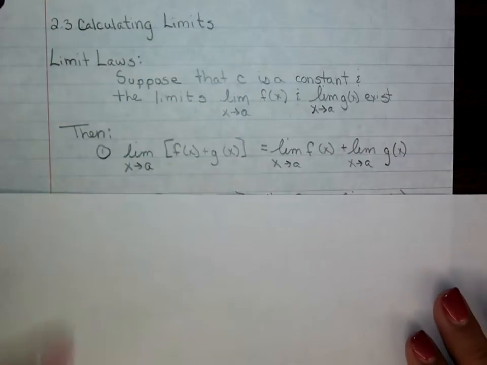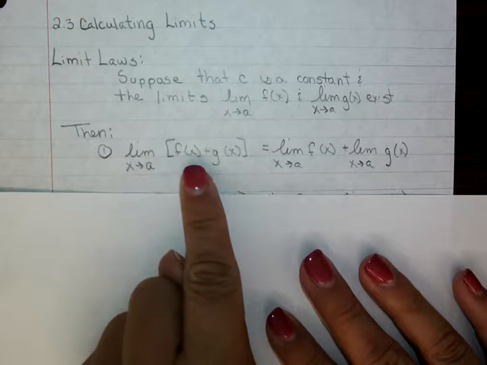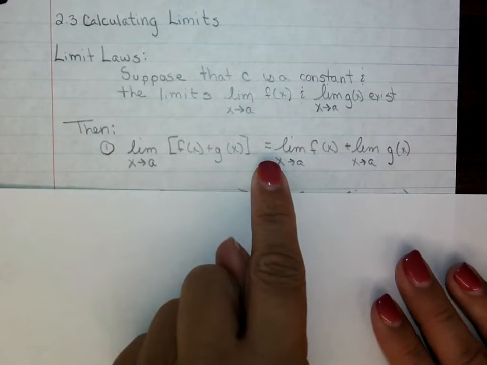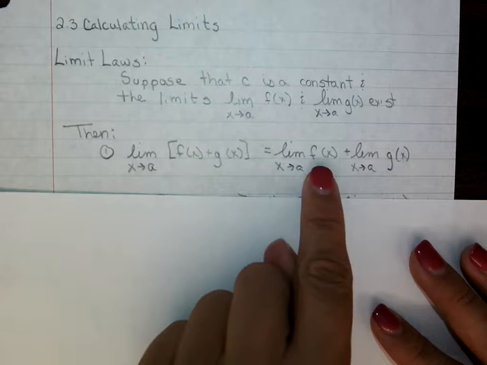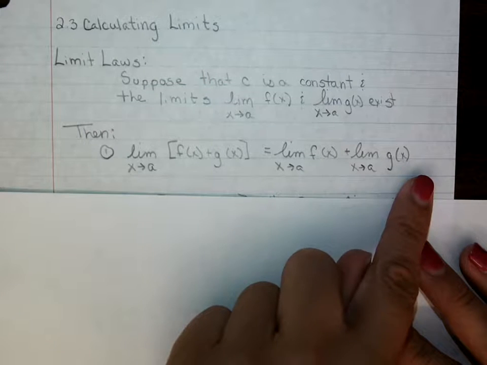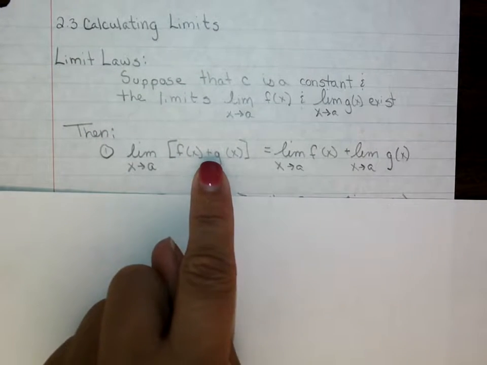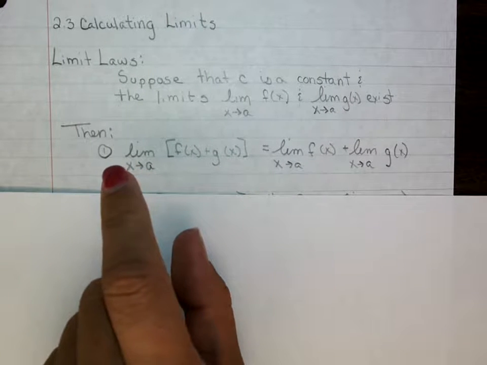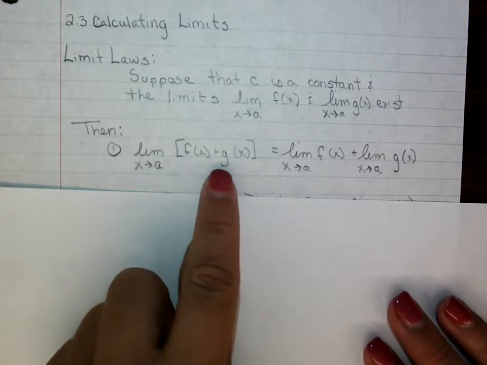The first one says the limit as x approaches a of the quantity f of x plus g of x is equivalent to splitting up those limits. So I could say the limit as x approaches a of f of x plus the limit as x approaches a of g of x. So notice what we did here is we split this up and we took two different limits. It's called our sum law, okay?